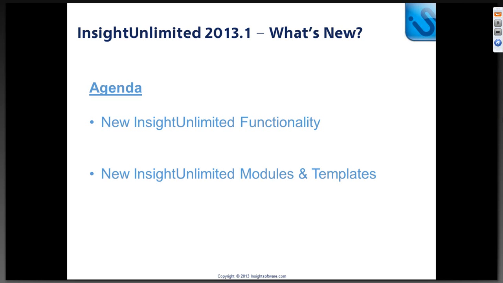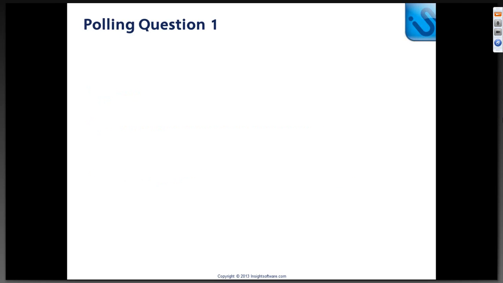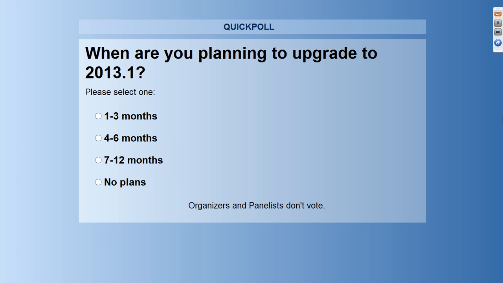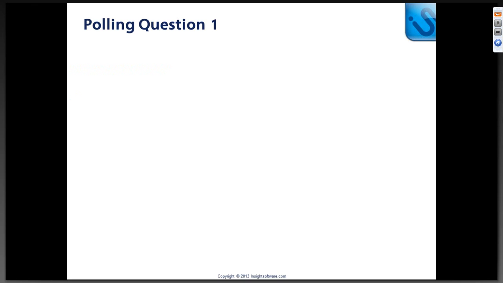But before we go into this agenda, I'm going to hand you back to Amy very quickly, as she wants to ask you all a question. Thanks, Sue. So a quick polling question should be appearing on your screen now. The question is, when are you planning to upgrade to 2013.1? Options are 1 to 3 months, 4 to 6 months, 7 to 12 months, or no plans. If you just click the option that applies to you, that would be fantastic. And this might change actually after the webinar, mightn't it? Well, we hope so. More responses. Okay, closing that now. Thanks everyone.